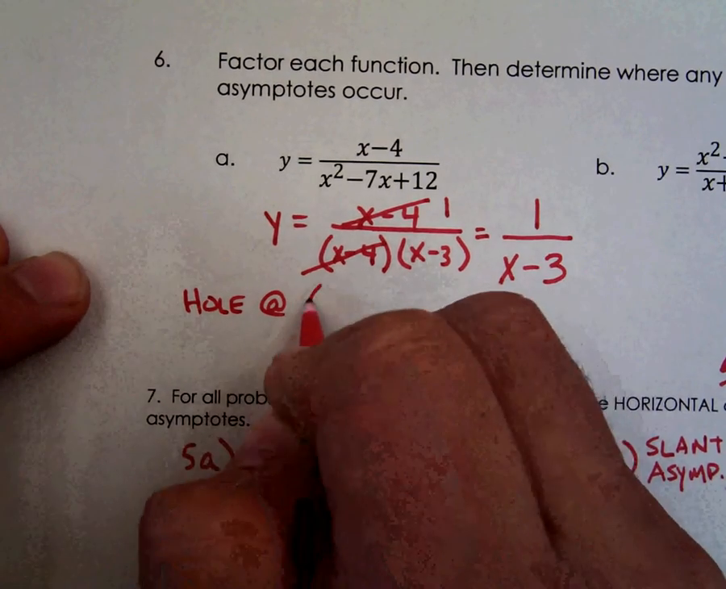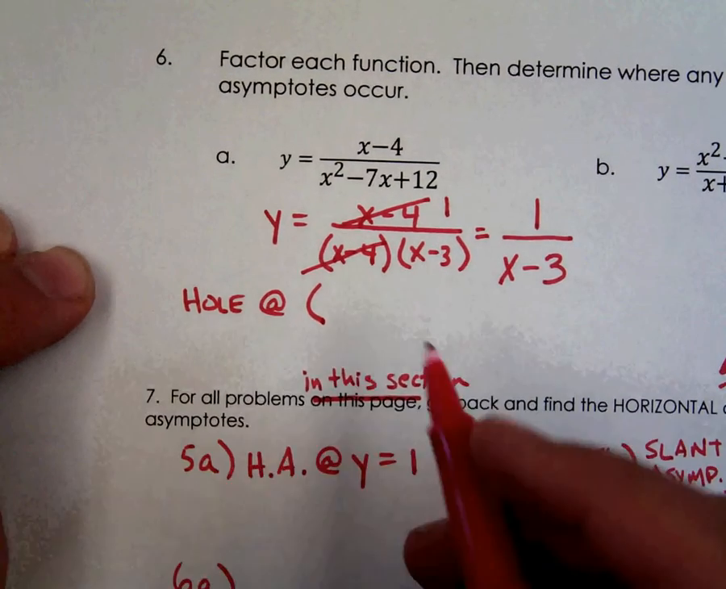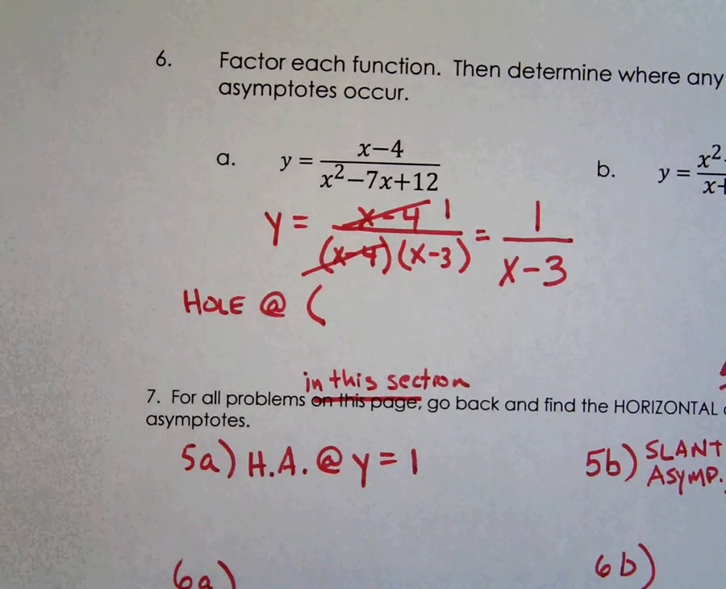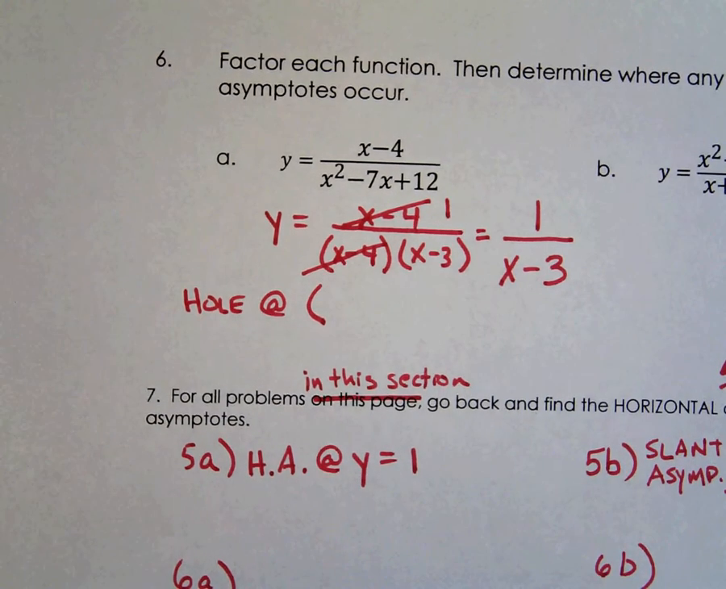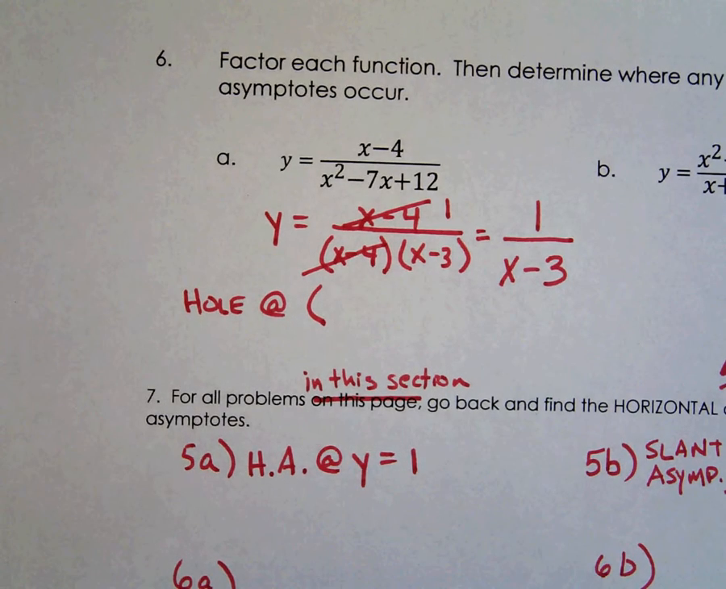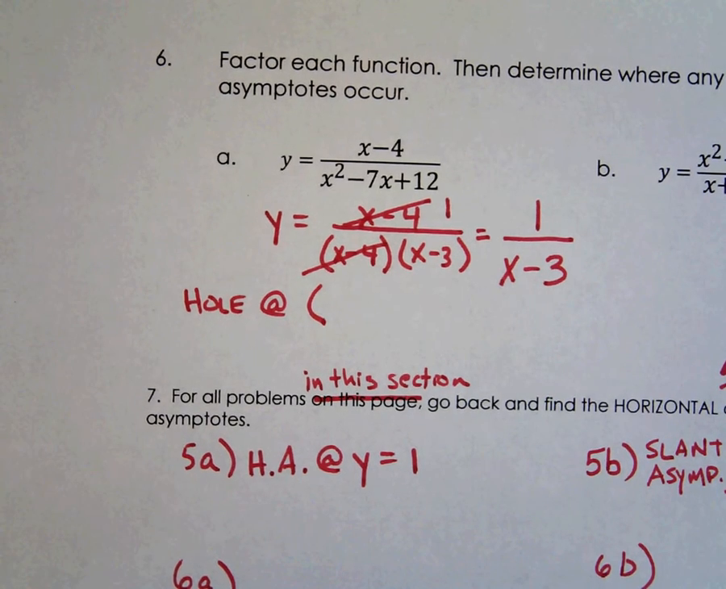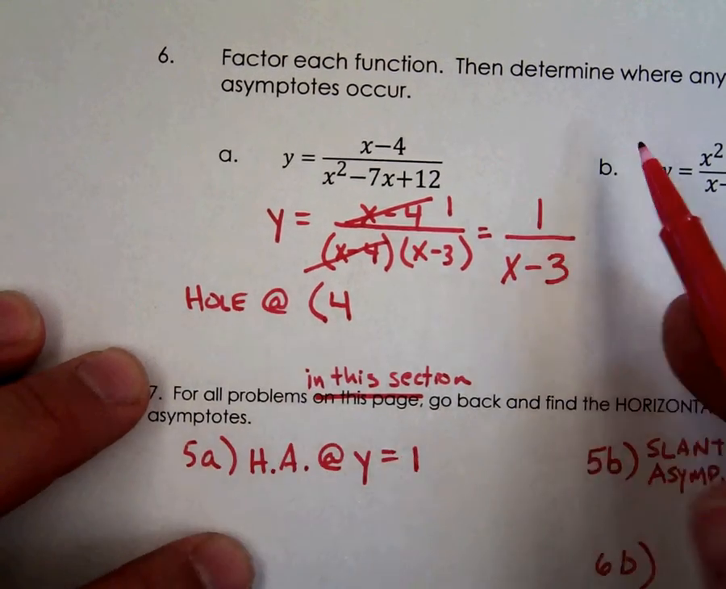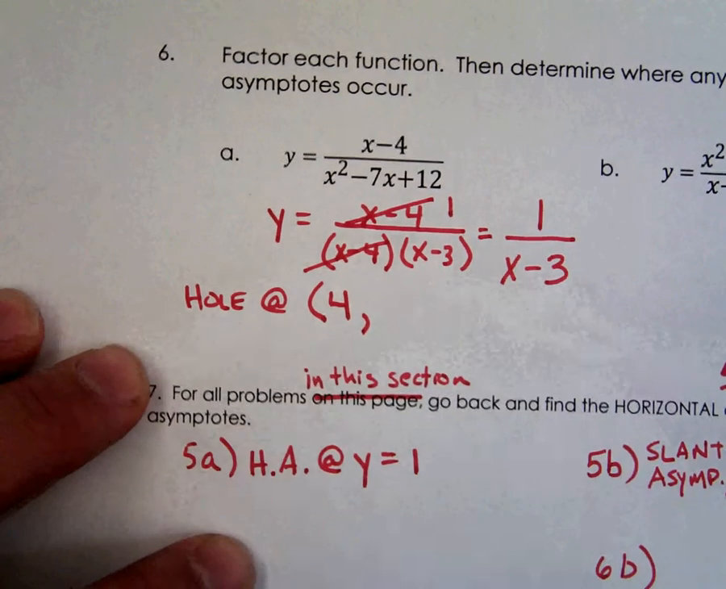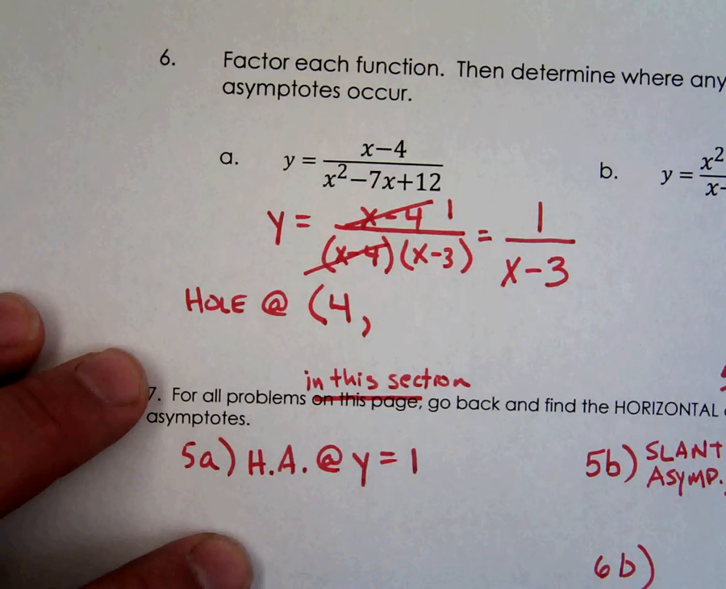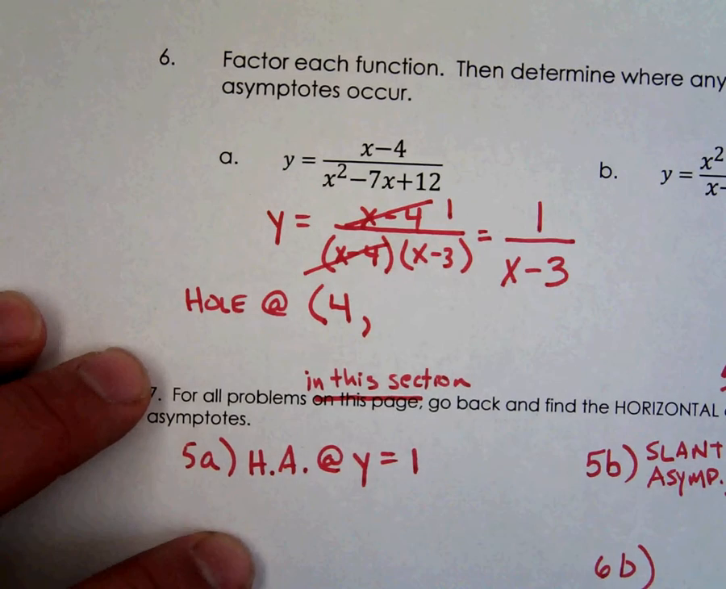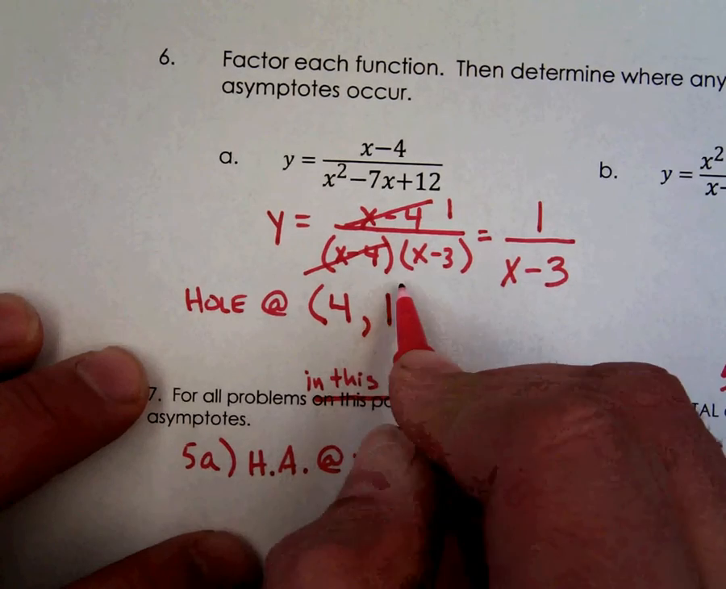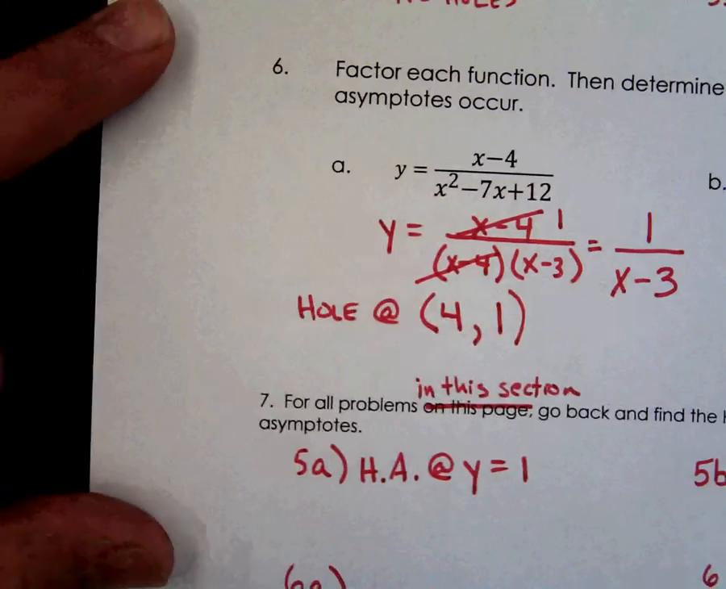at. The x comes from the x-coordinate that would have made 0 in the expression that canceled out. That's a lot to think about. The x-coordinate comes from positive 4 because 4 would have created 0 in the expression that canceled. Comma. The y-coordinate of the hole comes from the remaining expression, 1 over x minus 3. We plug 4 into that to find the y-coordinate. 1 over 4 minus 3 is 1. So there is a hole in the graph at 4, 1.